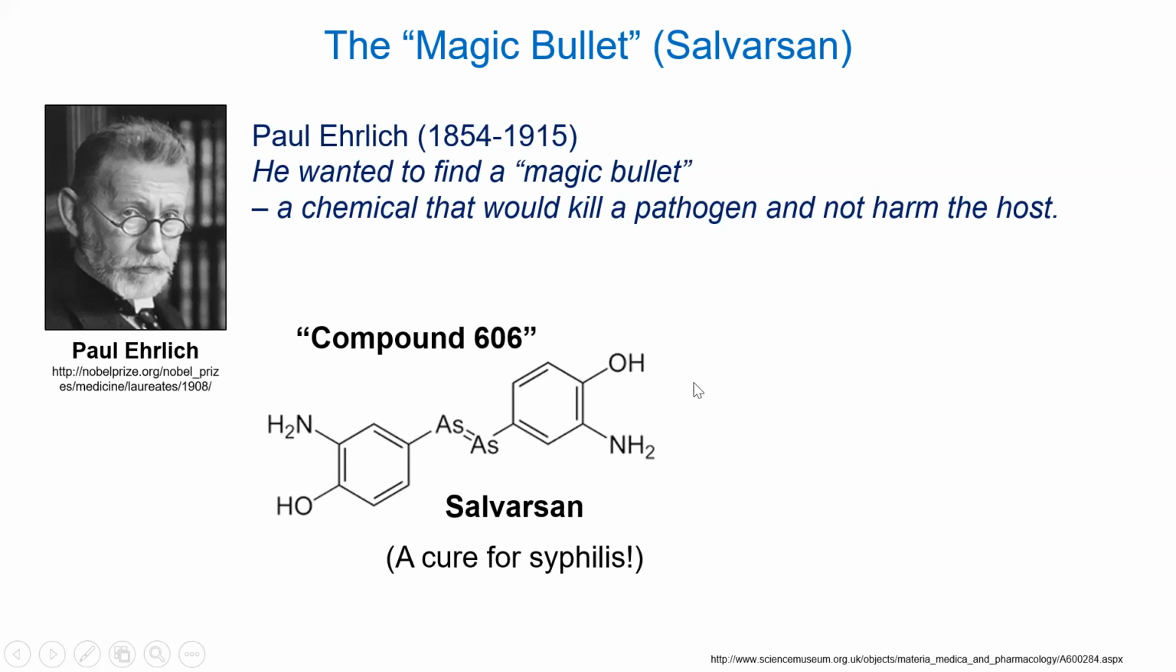Nowadays, I know people doing this at McMaster. They have this robotic system and people are screening 10 to 50,000 different chemicals for various things. You can't do that without robots. So he got really lucky, number 606, and this compound here was discovered. AS is arsenic, so not the best compound. There is some toxicity in humans, but it was effective. Salvarsan was effective against syphilis. So this is huge.